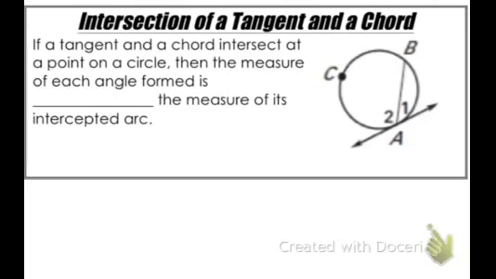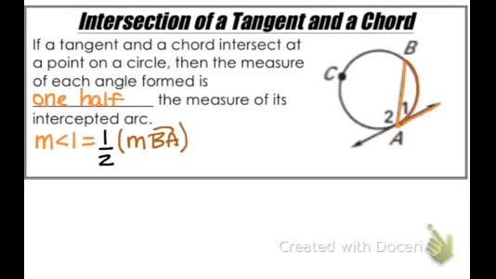So for an intersection of a tangent and a chord: if a tangent and a chord intersect at a point on a circle, then the measure of each angle formed is 1/2 the measure of its intercepted arc. So here's our tangent line, and here's our chord. So if they intersect at that point of tangency, you have one angle formed, angle 1. The measure of angle 1 is going to be half of arc BA. So we should write that down. The measure of angle 1 is 1/2 the measure of arc BA.